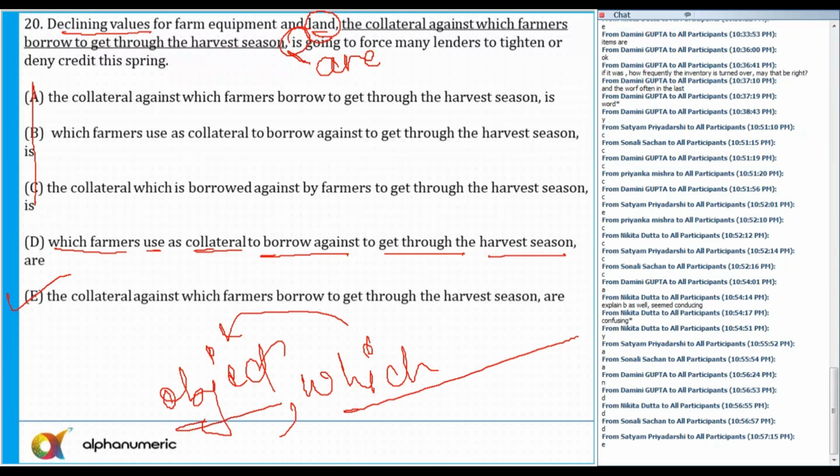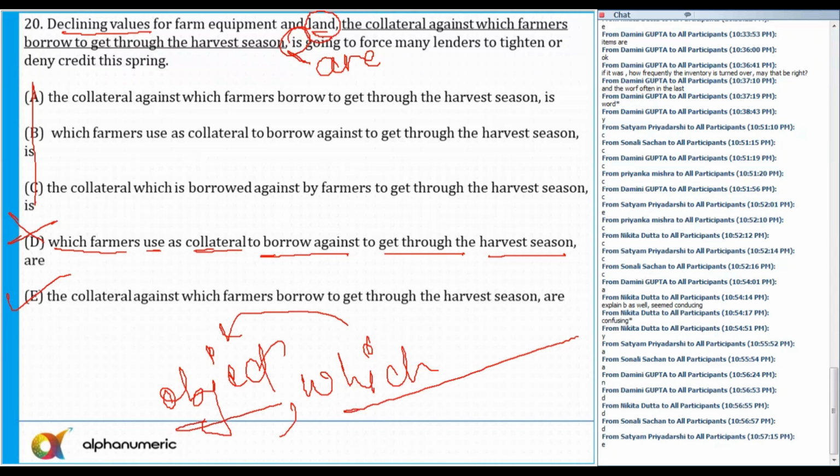Everything is about land. It is the land that is the collateral against which farmers borrow to get through the harvest season. Is it just the land, or is it farm equipment as well? It's both. The farmers provide both the land as well as farm equipment as collateral. Whereas in the present form, if I use which, then it seems that it is only the land which is provided.